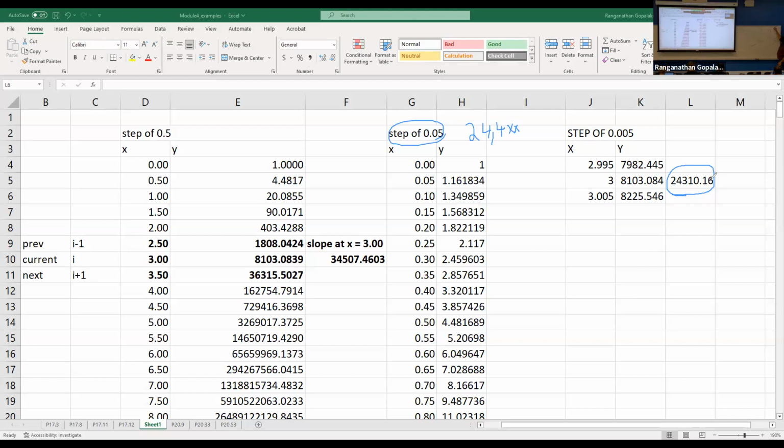So in this case, the slope was 35,500 something. In this case, the slope was 24,400, and in this case, the slope was 24,300, which we sort of thought was good enough. It won't change much more, and we said either of these two are acceptable. Why did resolution matter here and not here?